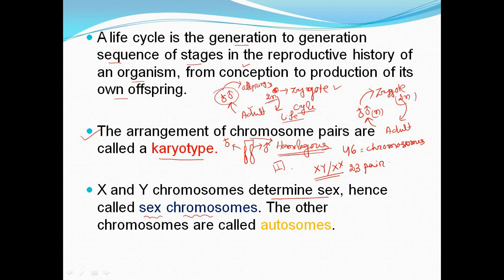The X and Y chromosomes determine the sex, and the remaining 22 pairs are autosomes, A for autosomes. The other chromosomes are called autosomes. They are responsible for somatic characters, maybe height, health, and features of the organism, eye color, hair color. These are all the somatic characters determined by the autosomes, not sex chromosomes. Sex chromosomes only determine the sex, male or female.